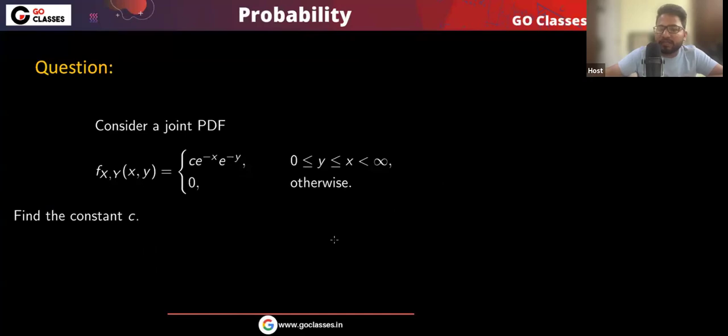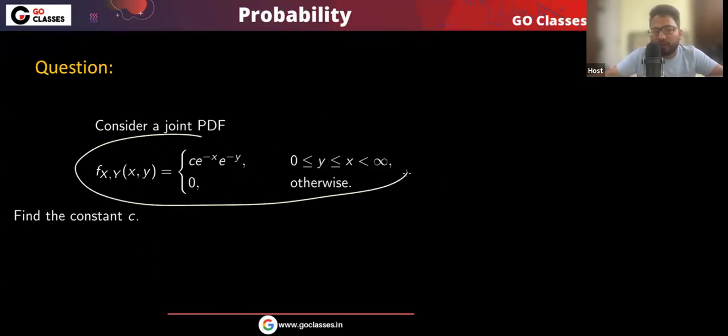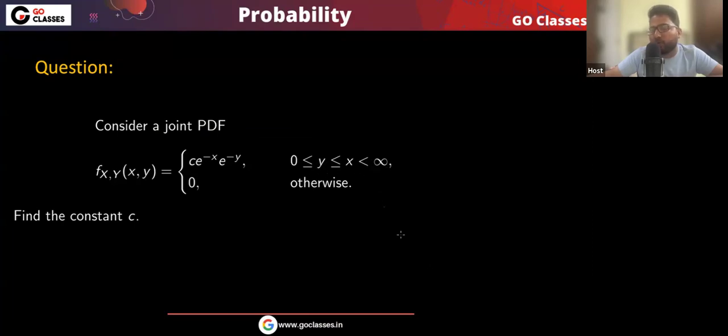So let's now directly see the example. For example, let's suppose the joint PDF is given to you, and now they say to find the value of C. See here, the value of X is from some lower limit to infinity, and the value of Y is from 0 to X.